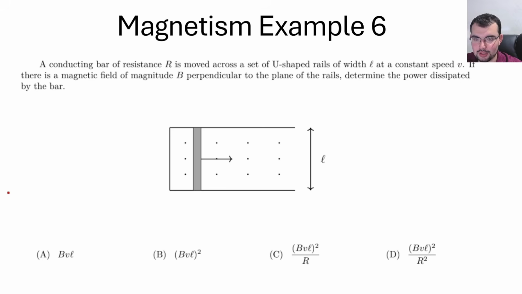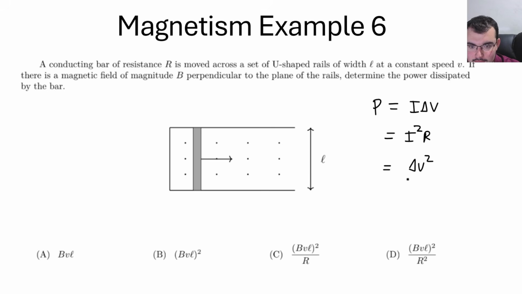Now we got our conducting bar on rails. Conducting bar is on these rails. Figure out the power dissipated. So power dissipated is obviously one of these. It's one of our three powers. All of them are the same. But this is a bar rail system. So if you ever see a bar rail system, instantly write this. Instantly. Anytime you see bar rails, VBL is the voltage.